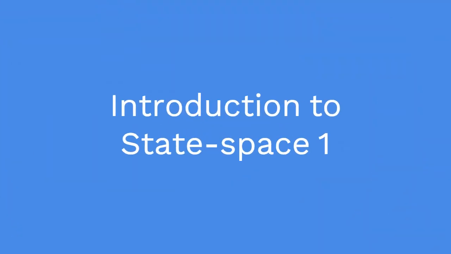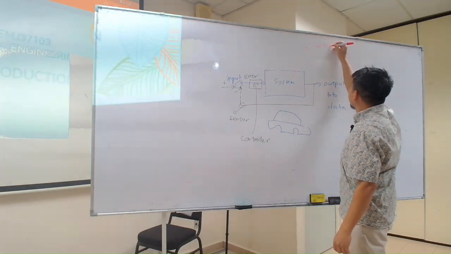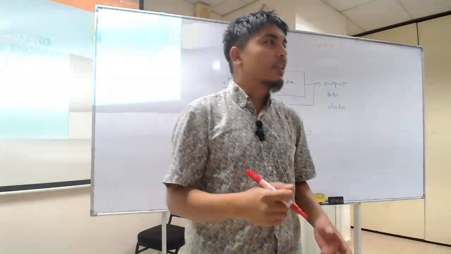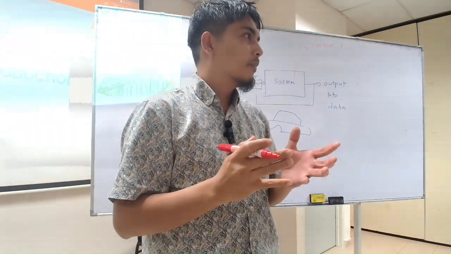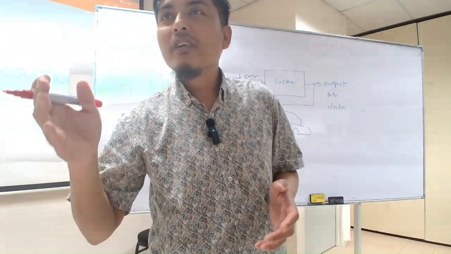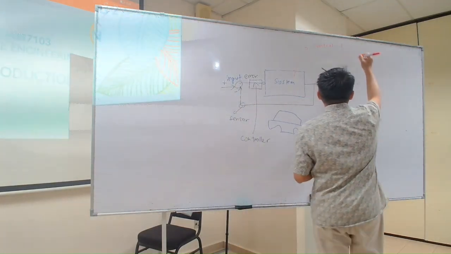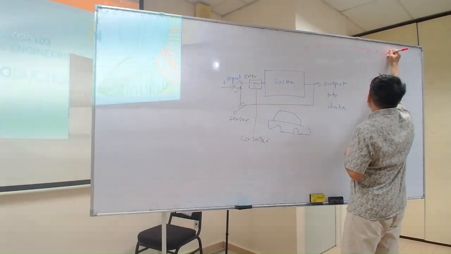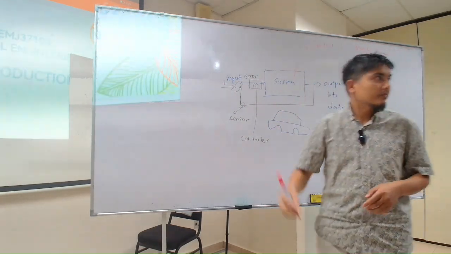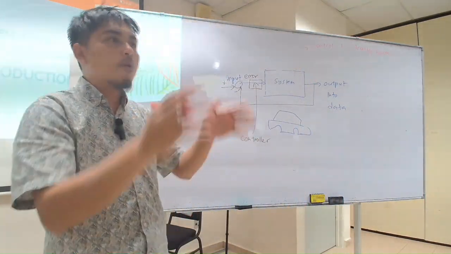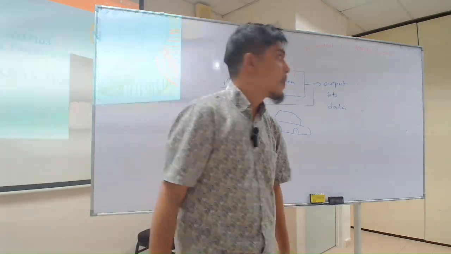You remember, okay, in control 1, you do the modeling of a system into what form? Transfer function. In control 1, you do the modeling and convert to transfer function. Okay. So now I'm going to make some comparison between control 1 and control 2.